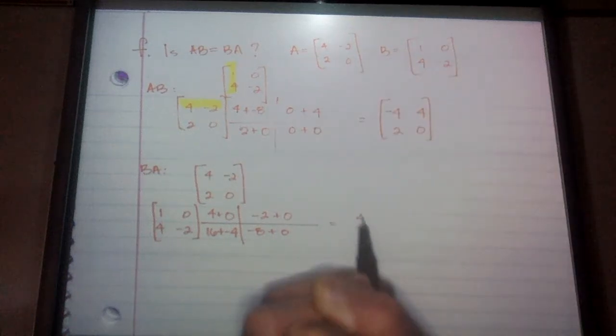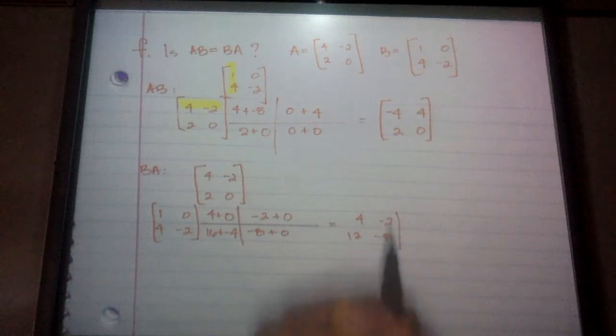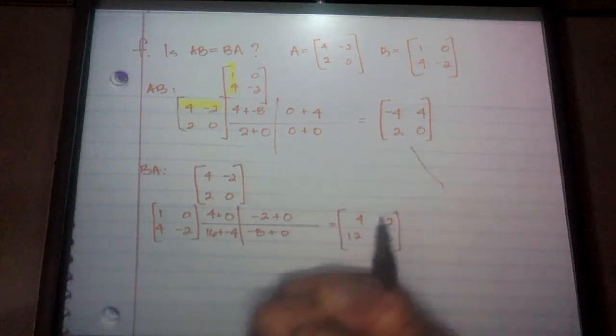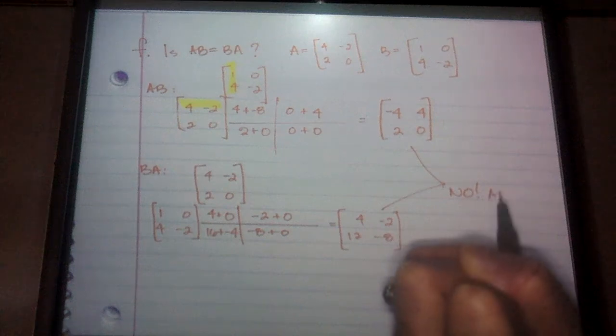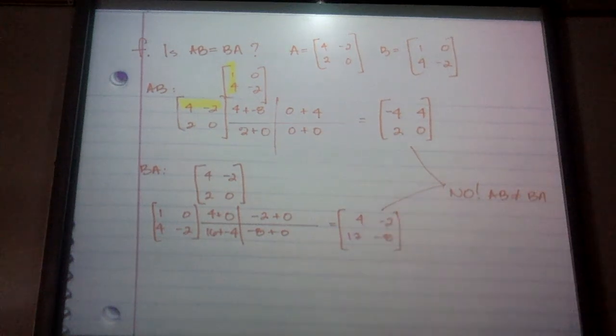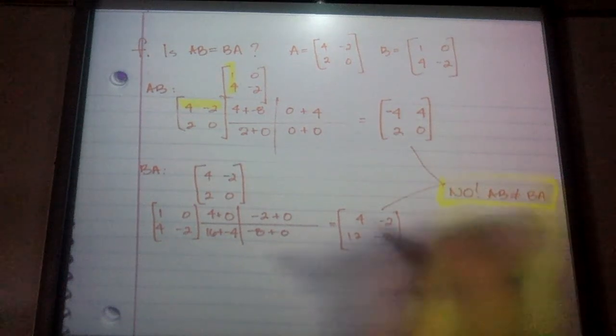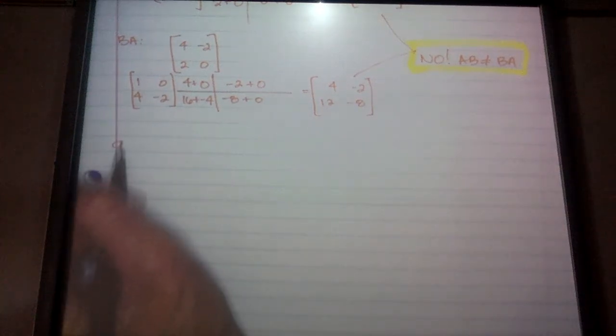So just looking at it, you guys, I realized right away that if you compare these, no, AB does not equal BA. That is your answer. Now, last problem is part G, and I didn't go over it in notes because it's so easy.